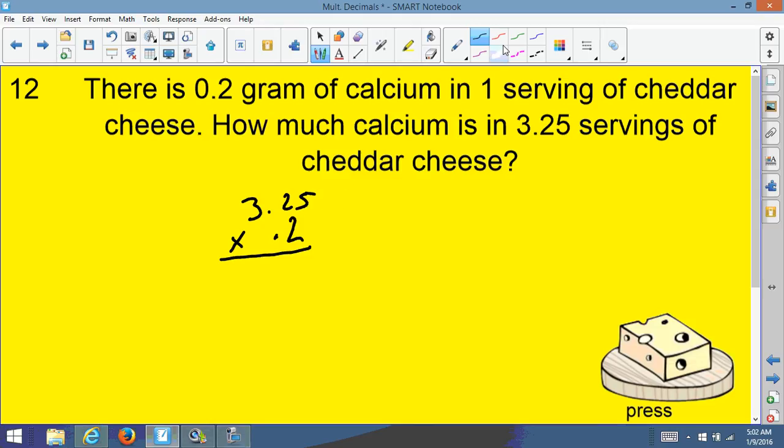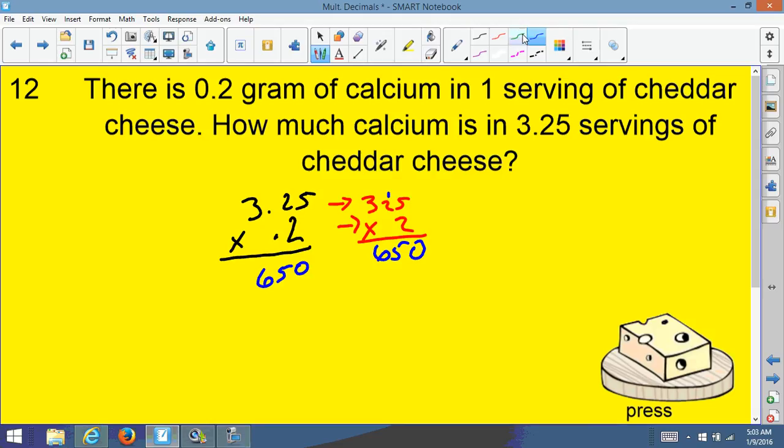And if you remember how I said multiply by decimals, ignore the decimal point. Treat it as if it were a regular whole number. So we're really multiplying 325 times 2. So let's multiply and get our number. 2 times 5, 10, carry the 1. 2 times 2, I'm sorry, 2 times 2 is 4, plus 1 is 5. 2 times 3 is 6. So our answer is 650. Now remember, we did not multiply 325 times 2. We multiplied 3.25 times 0.2.